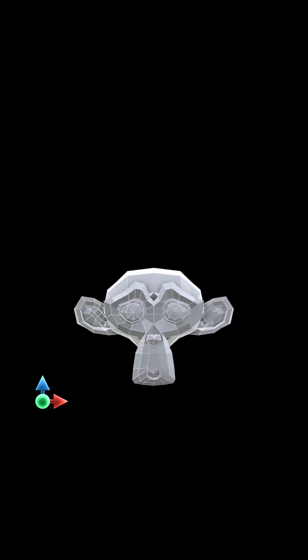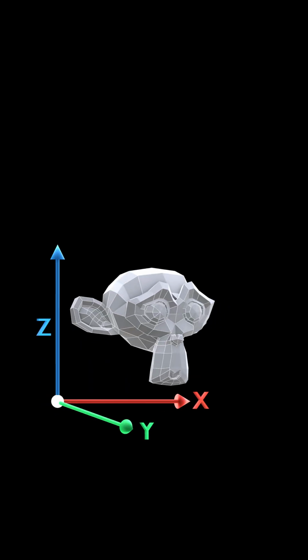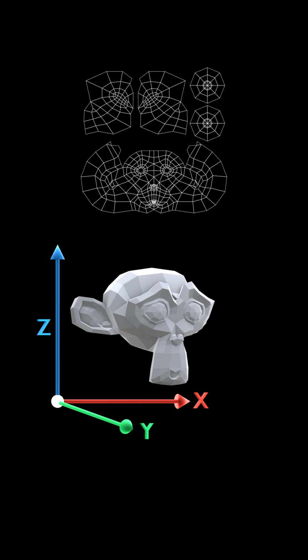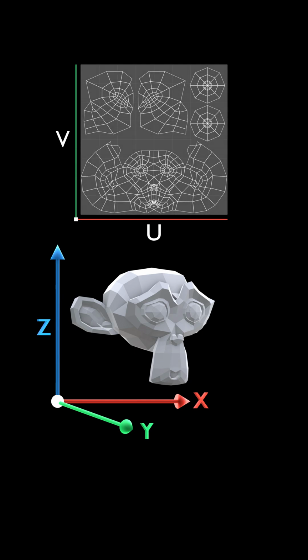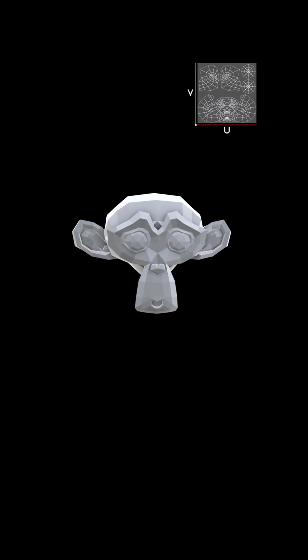A 3D model uses X, Y, and Z coordinates in 3D space. UV mapping is the process of converting those coordinates to 2D space. The coordinates in 2D work like X and Y, but to avoid confusion, they're called U and V, where U is horizontal and V is vertical. This 2D layout is called a UV map. Once we have a UV map, we can use the UV output of the texture coordinate node.